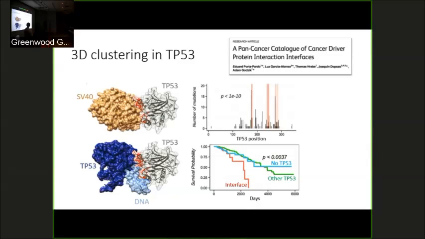If we look at the probability of survival in these patients, the green shows mutations outside of the interacting interface in TP53. Blue is non-TP53 mutations, so in other cancer-causing genes, but in individuals with cancer. And finally, this red line represents patients that have mutations that fall in the interacting interface. So not only are these mutations informing diagnosis, but potentially prognosis.